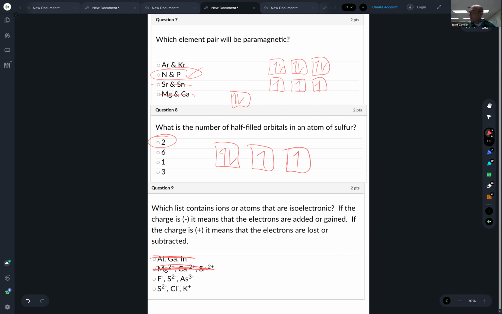If I've got F and I've got S below it, it's going to gain 2. Fluorine's going to gain, nope. So we're going to look at sulfur gaining 2, chlorine gaining 1, and potassium losing 1. It's down here. Let me show that on a periodic table so that you understand why that is the correct answer.